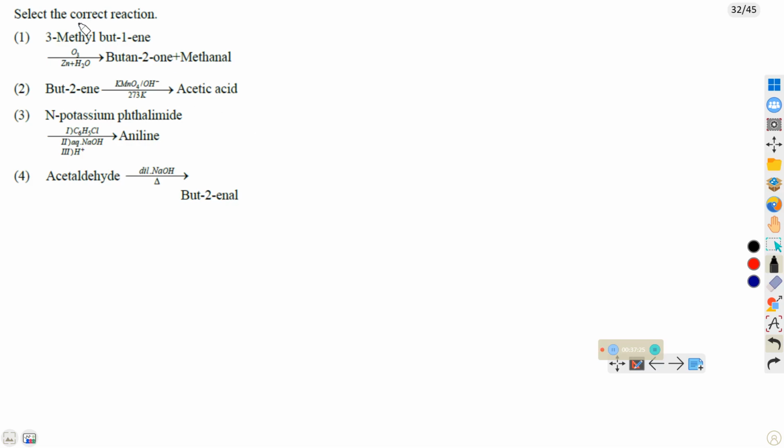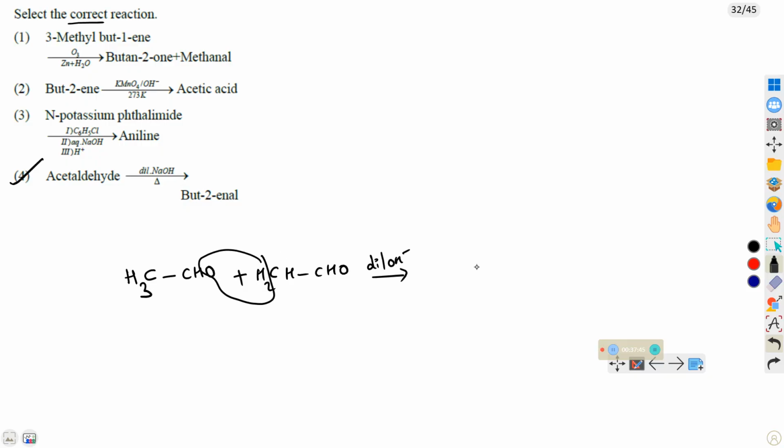Select the correct reaction. Fourth one is correct. Aldol condensation: CH3CHO plus CH3CHO with dilute base gives CH3CH=CHCHO.